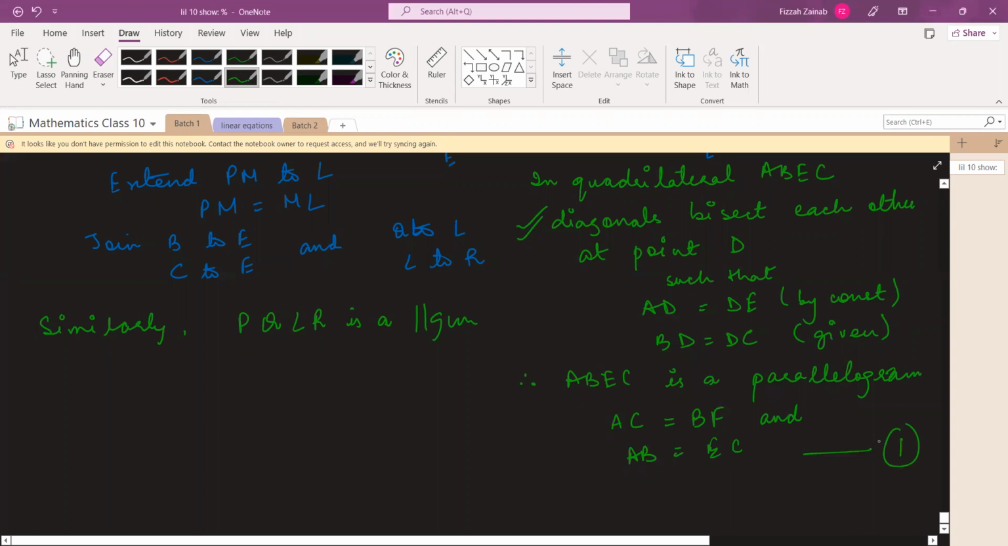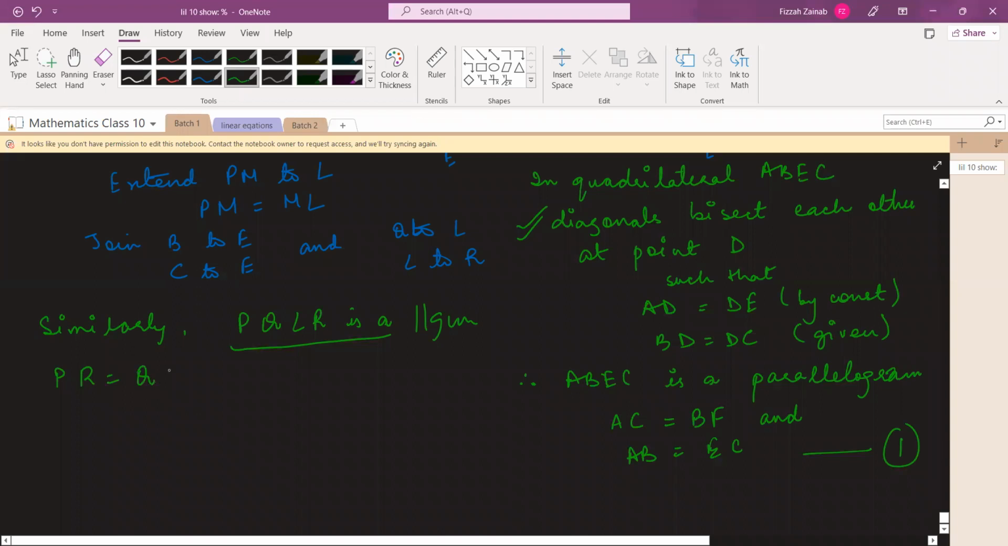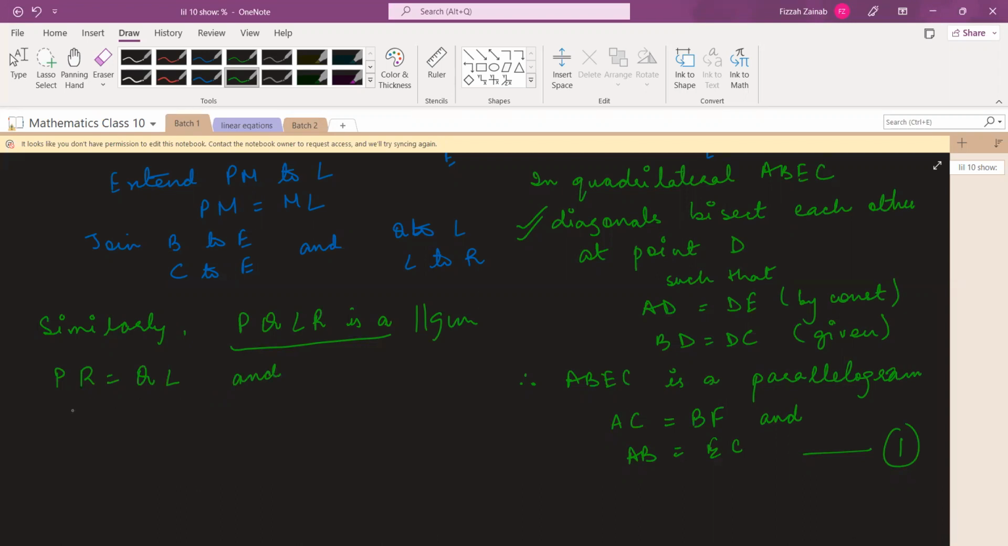Yes, Subhana, can you hear me? Yes, ma'am. Okay. Similarly in this, when it is a parallelogram, I can again say opposite sides, that means PR will be equal to QL, correct? Okay. And this side PQ will be equal to LR. Is that clear? This is my result number 2. Fine. Okay.